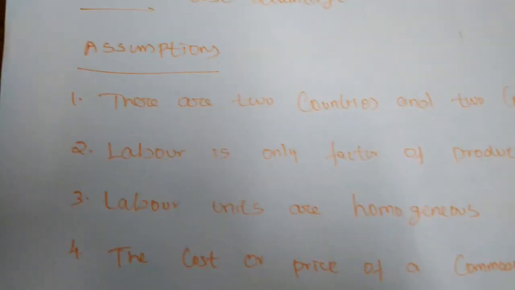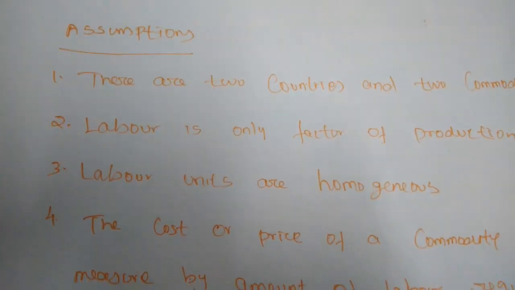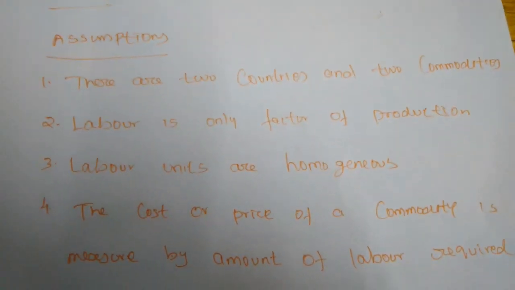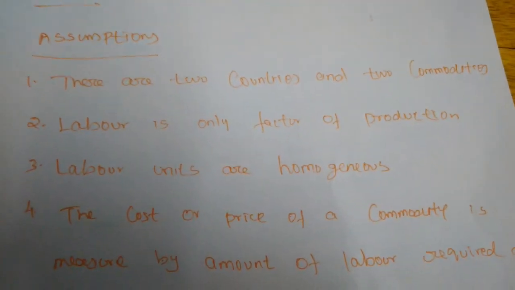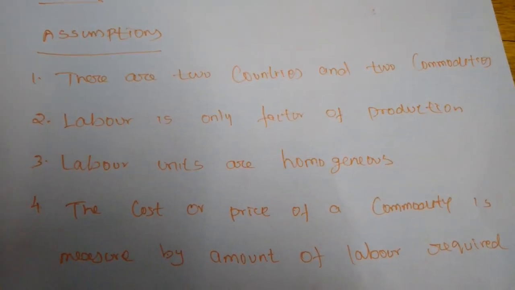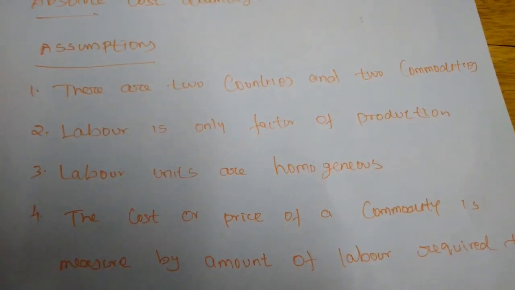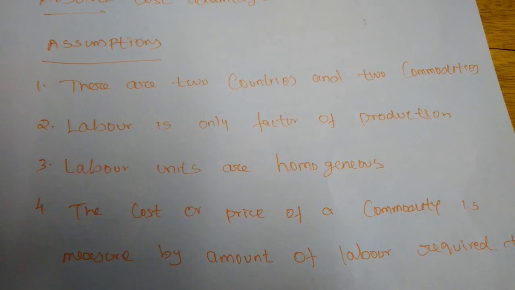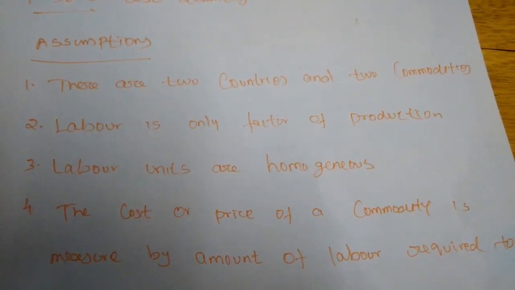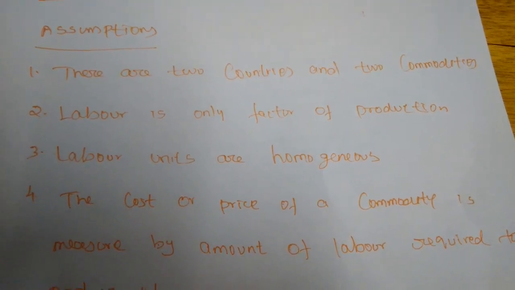For explaining this theory, we must take certain assumptions. First, there are two countries and two commodities. Two countries and two commodities mean only two countries are involved in this international trade, and the two countries produce only two commodities, for example, wheat and cloth. Both countries are producing cloth and wheat only.